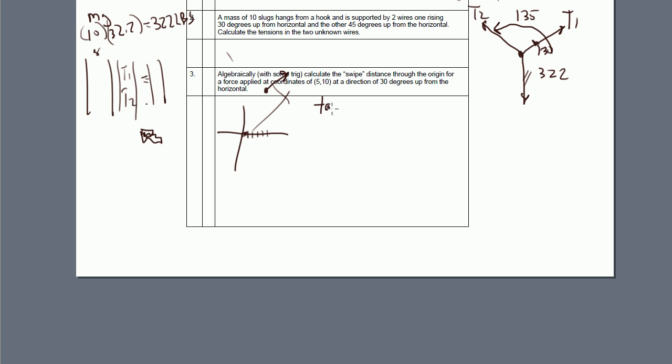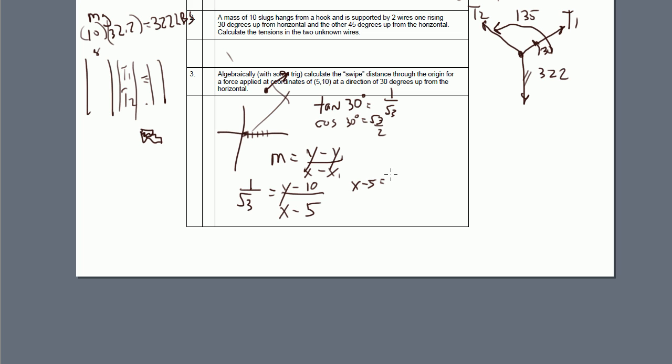First off, we have to know what the tangent of 30 degrees is, and it's of course the sine over the cosine. It's 1 over the square root of 3, and we have to know that the cosine of 30 degrees is in fact the square root of 3 over 2. You now know that y equals mx plus b, or m equals y minus y1 over x minus x1. The slope m is the same as the tangent of 30, or 1 over the square root of 3, equals y minus 10 over x minus 5. Multiply both sides by the square root of 3 and divide both sides by x minus 5, and you get x minus 5 equals the square root of 3 times y minus 10.